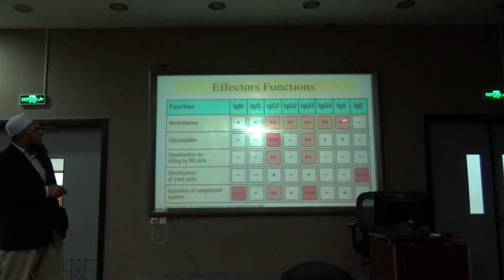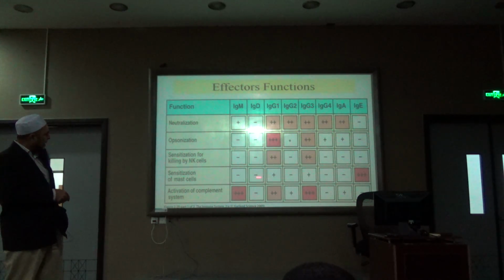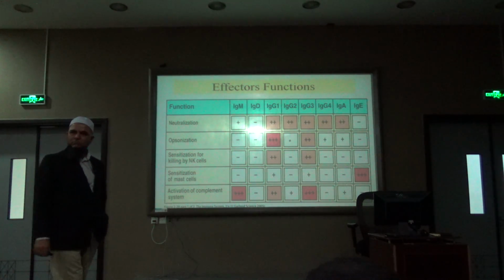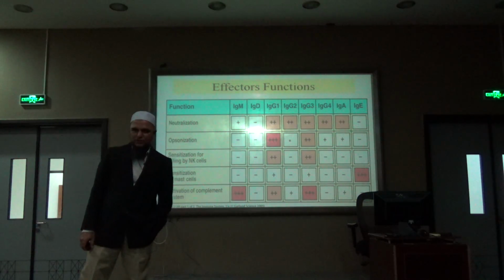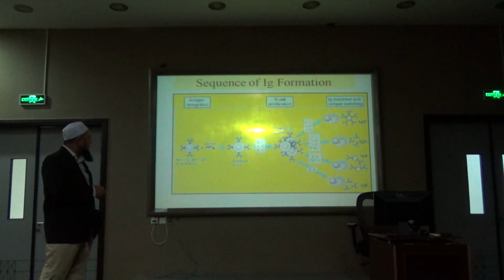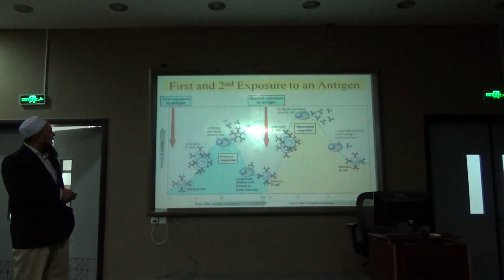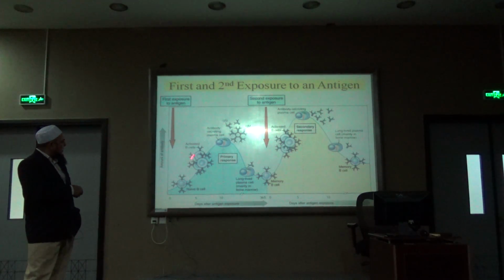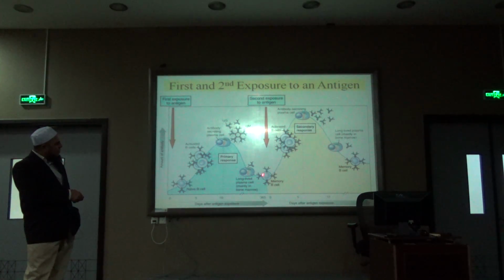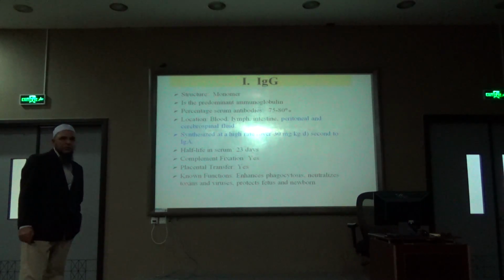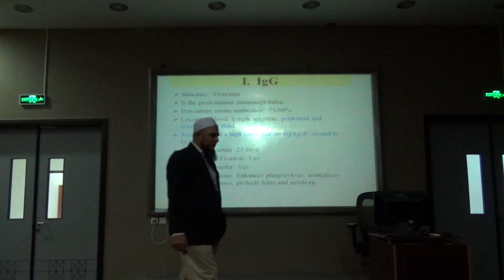IgA, again the neutralization is there, opsonization is weak and the rest are weak. And IgE, it can activate the mast cell too much. Allergy. Activation of the mast cell too much. Now, here the antigen, interleukins, and memory cell. Again the same response, first response and the secondary response is fast because the memory cell will make the cells. Now quickly go through all these five.